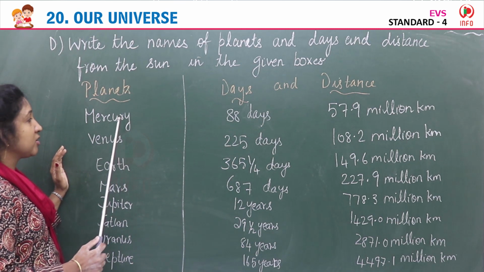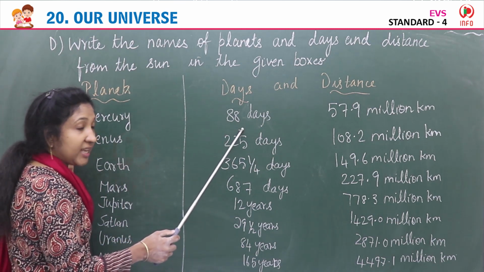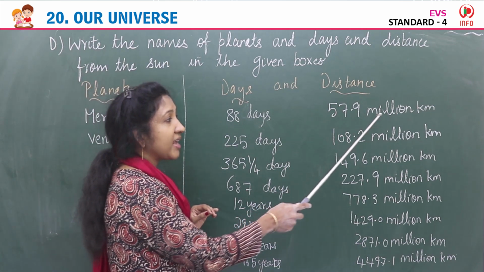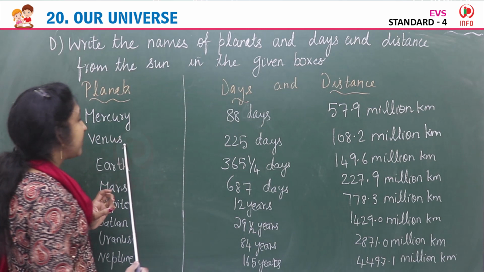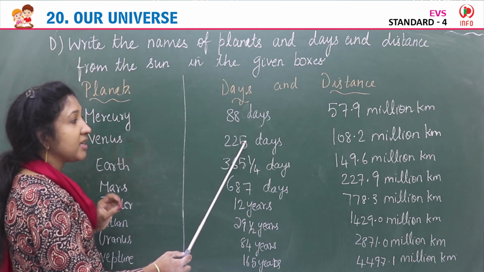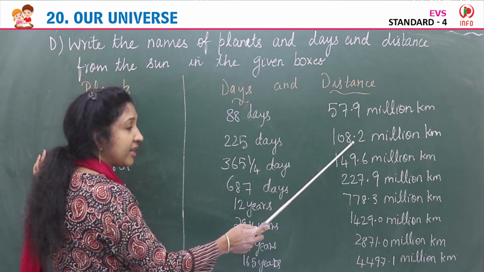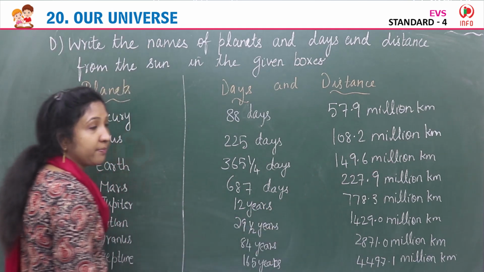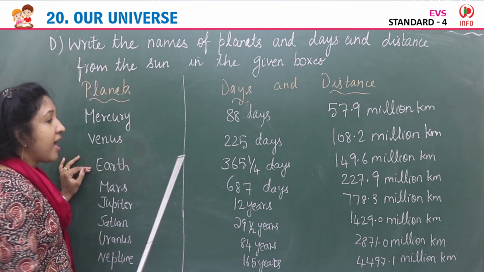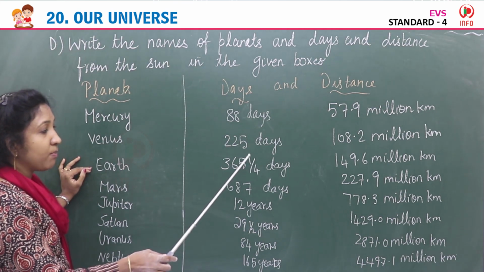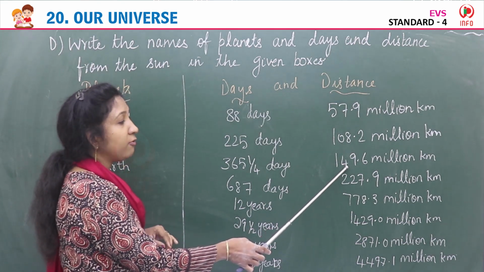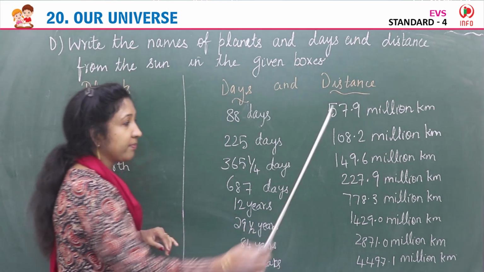Okay, so planets. First one, Mercury. Mercury takes 88 days to orbit the sun and its distance from the sun is 57.9 million kilometer. Second planet, Venus. It takes 225 days to orbit the sun and the distance of Venus from the sun is 108.2 million kilometer. Then Earth is the third planet from the sun where we live, and Earth takes 365 and 1/4 days to orbit the sun, and distance of Earth from the sun is 149.6 million kilometer.